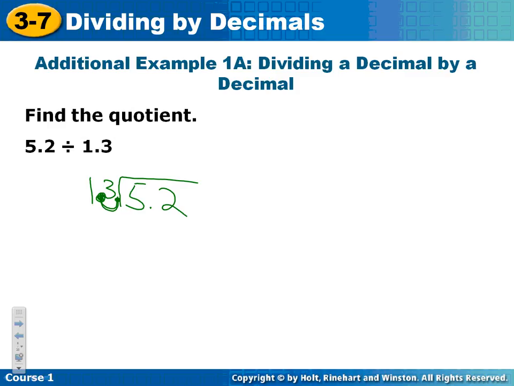But this is the same as our teeter-totter problem. I can't just do that and not do anything to this 5.2. So I'm going to multiply that by 10 as well. So not only am I going to move this dot, but I'm also going to move this one. And there you go. There's your lesson for today. How to move a dot over. Complicated, right? However many places you move it over here, you have to move it over the same number of places over there.